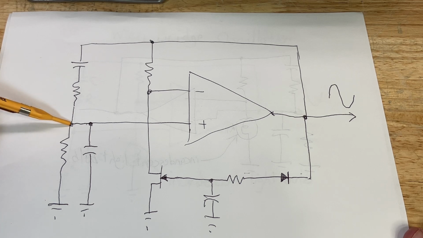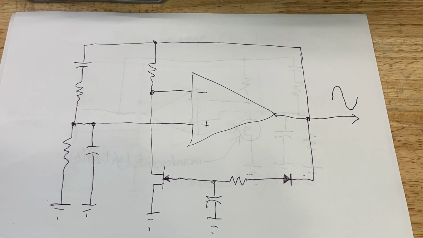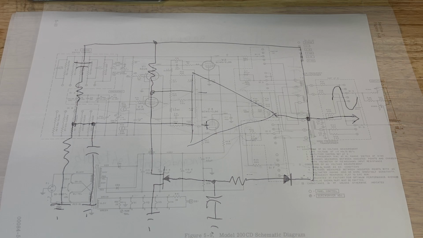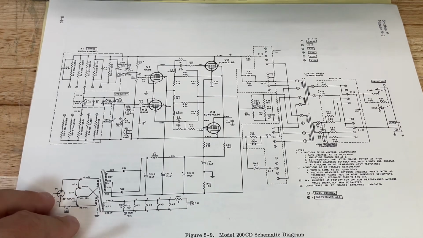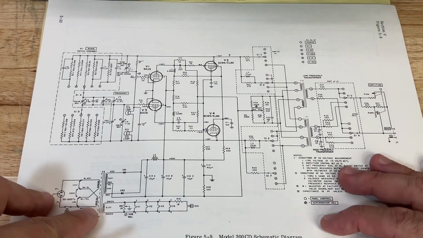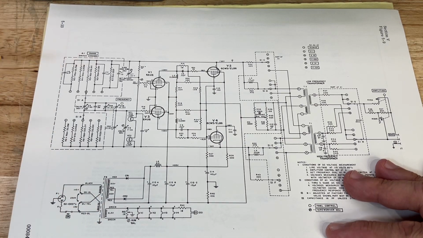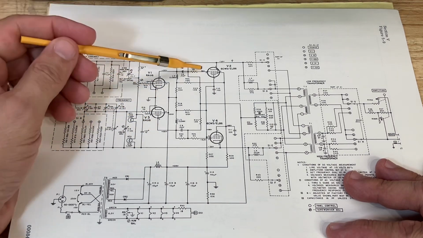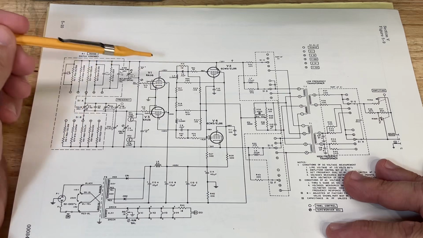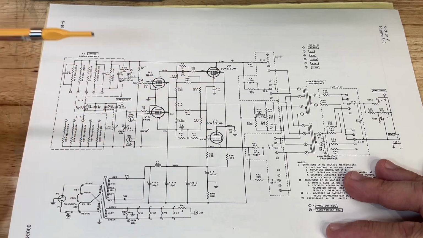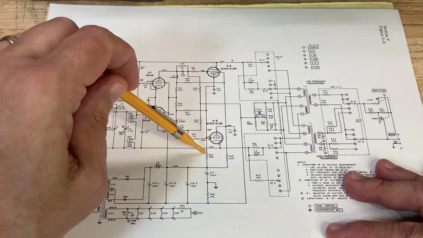So let's take a look at the actual schematics of these two instruments and compare them. Okay, so here's the 200CD schematic, the tube-based Wien bridge oscillator. Of course, there are no op-amps in the 200CD. They're all tubes. And we have a balanced circuit, a balanced amplifier circuit that uses a push-pull output stage.